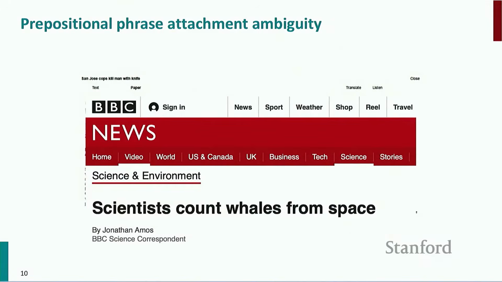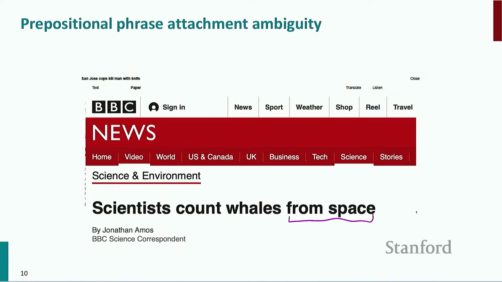So here's a first example. Scientists count whales from space. Now that's ambiguous, and you can give this two possible readings. So how can you give this headline two possible readings? Yeah. One is that they are scientists in space counting whales, and the other one is that they're whales from space.